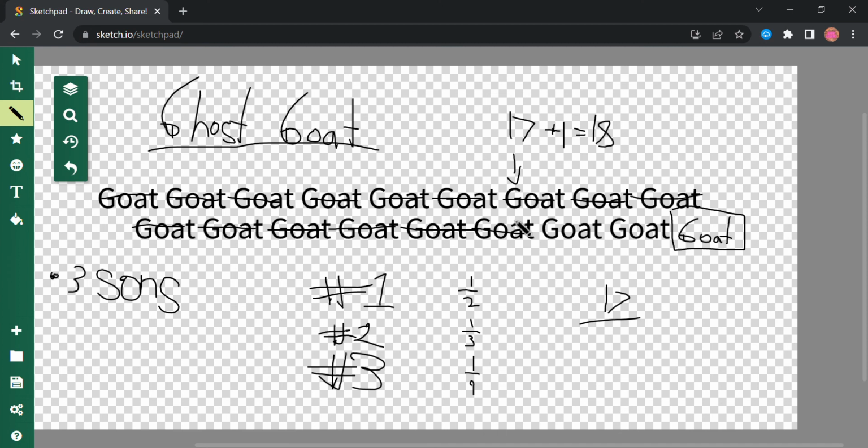1/9 of 18. Sorry, 18 divided by 9 or 18 multiplied by 1/9 equals 2. So we get rid of 2 more goats. So we have all the actual goats gone, and now we can get rid of that ghost goat. So in the end, nothing is really wrong with this. So that's also a pretty cool thing, I'd say.